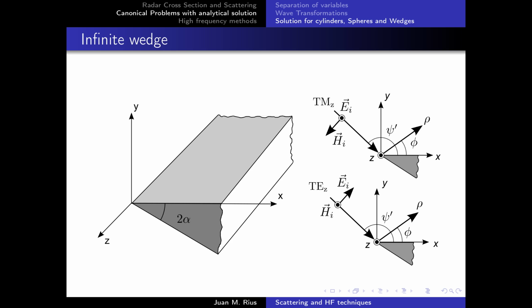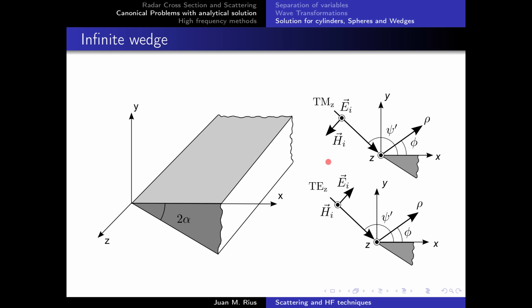If we see it from the top view, a view along the z axis, we have here one plane in the xz plane, and here the other plane forming an angle 2 alpha.